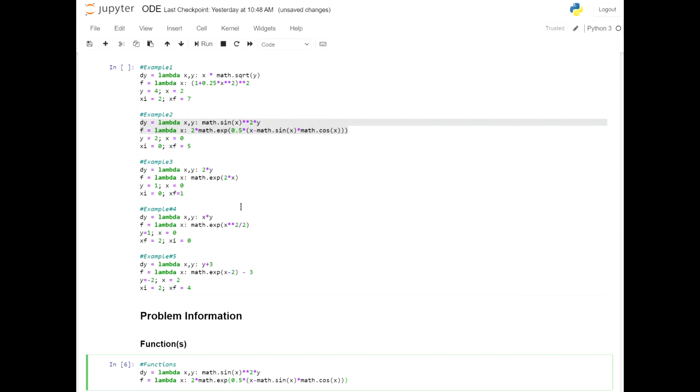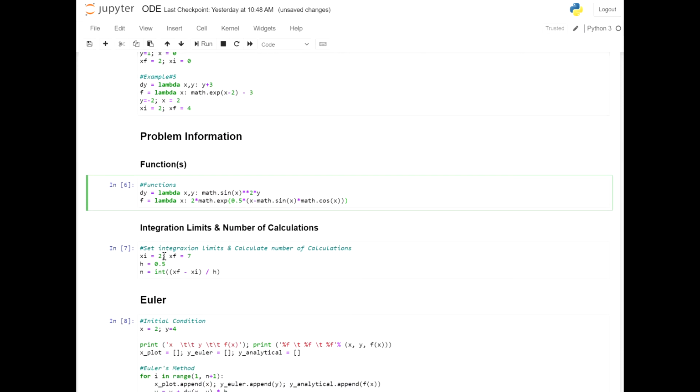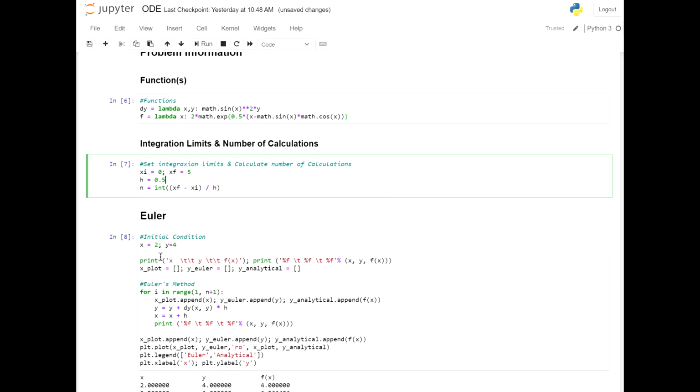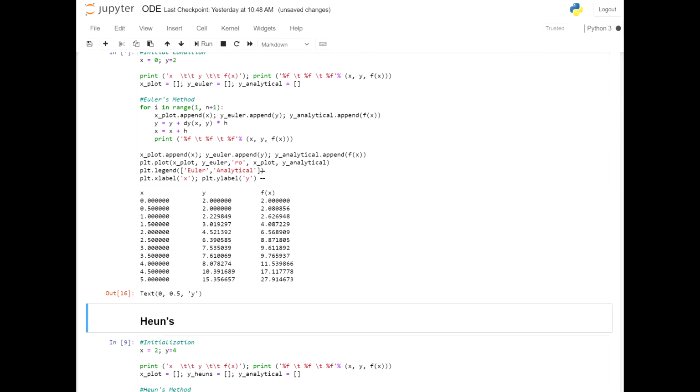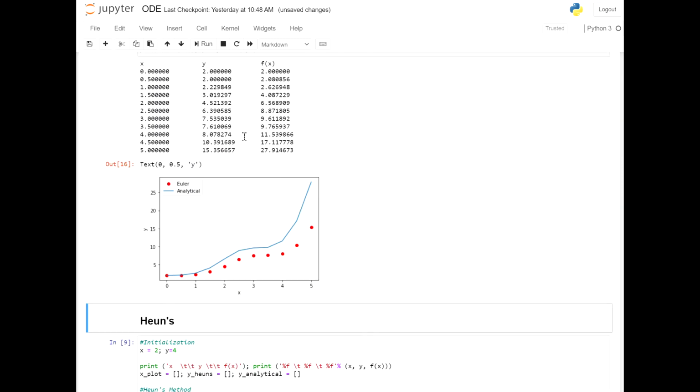The integration limits here are 0 to 5, as you remember. Let's still deal with 0.5. And the initial condition was 0 and 2. So I will run the function, run the new integration limits and number of calculations, and let's see Euler's. You can see it captures the trend, but still we have a lot of errors.